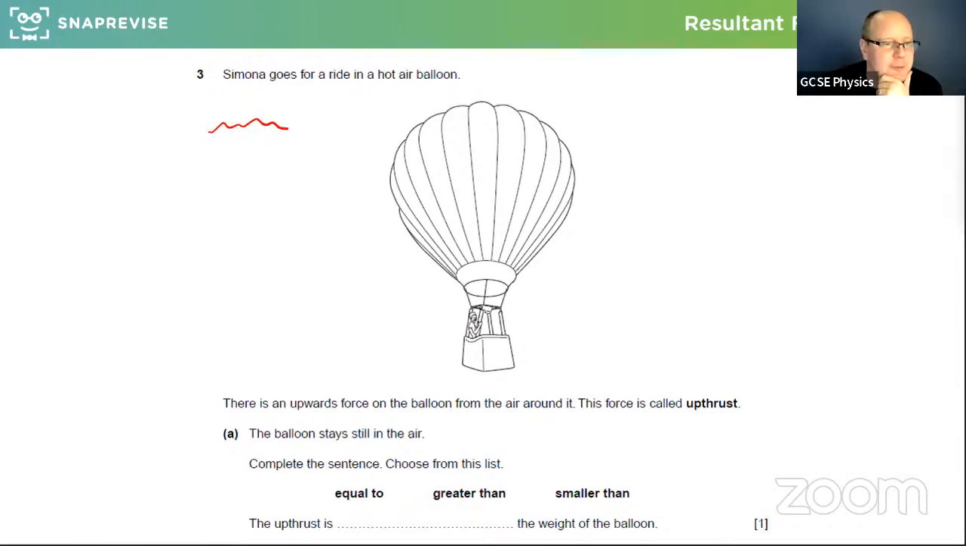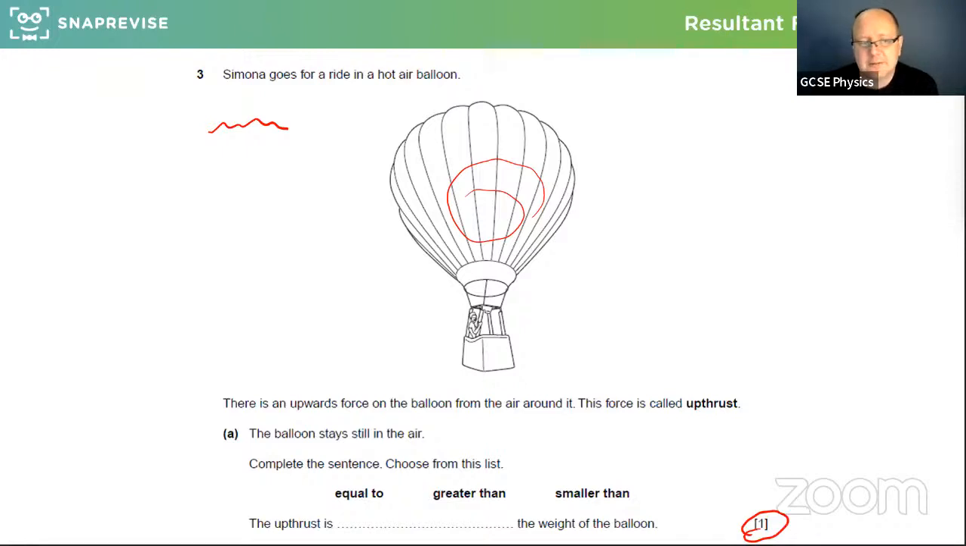So Simona goes for a ride in a hot air balloon, and there's an upwards force on the balloon from the air around it. This force is called upthrust. The balloon stays still in the air. Complete the sentence, choose from this list. The upthrust is something to the weight of the balloon. So if the balloon is staying still, because in this case it is floating because we've got less dense air inside the balloon structure itself. So if it's staying still, what words are missing then from this answer for our one mark in this case?